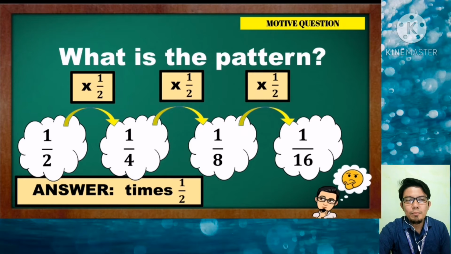Now, as you can see, those are examples of our lesson for today, which is a geometric sequence. And you will notice that the operation that is included is multiplication. So the one that you multiply to the preceding term is called the common ratio.